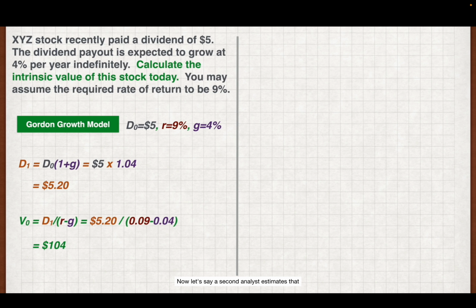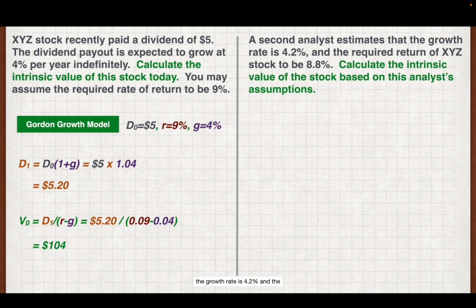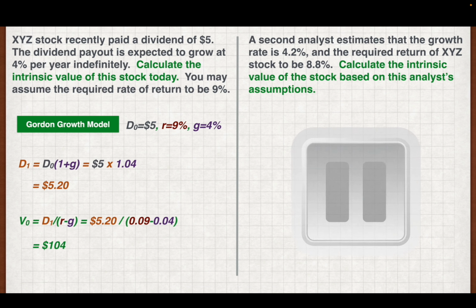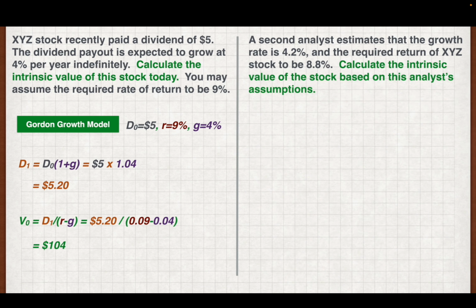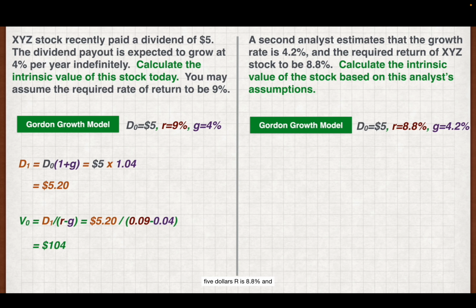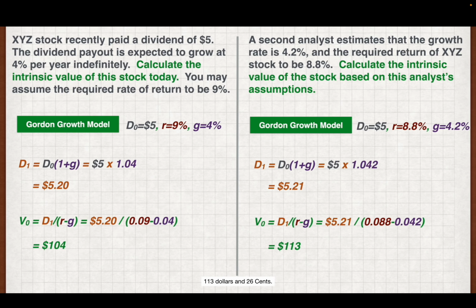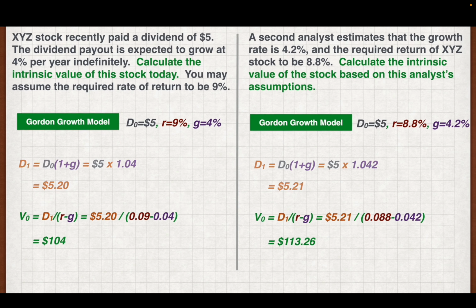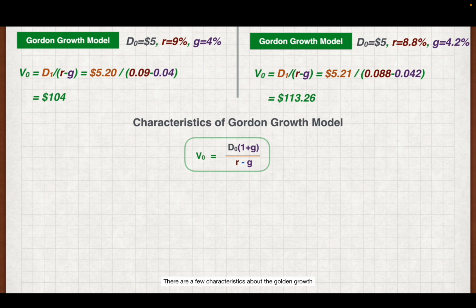Now, let's say a second analyst estimates that the growth rate is 4.2% and the required return of XYZ stock to be 8.8%. Calculate the intrinsic value of the stock based on this analyst's assumptions. Now's your turn. Pause the video now to work out the answer. And we're back. Using the Gordon Growth Model, where D0 is $5, R is 8.8%, and G is 4.2%, plug in the figures, and you should get an intrinsic value of $113.26.